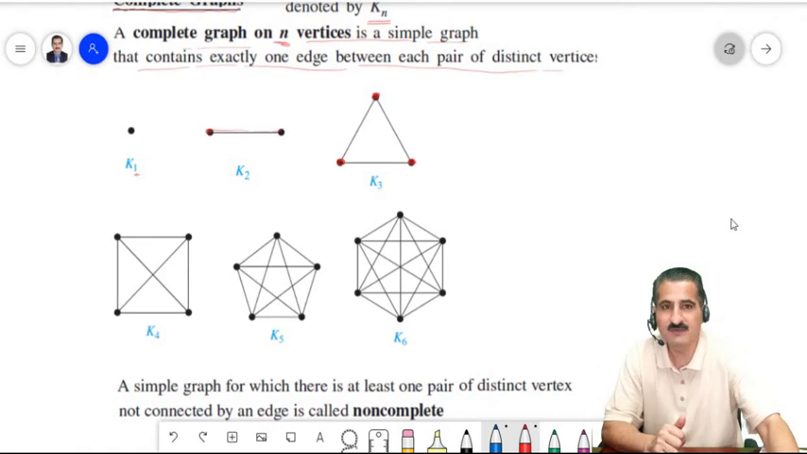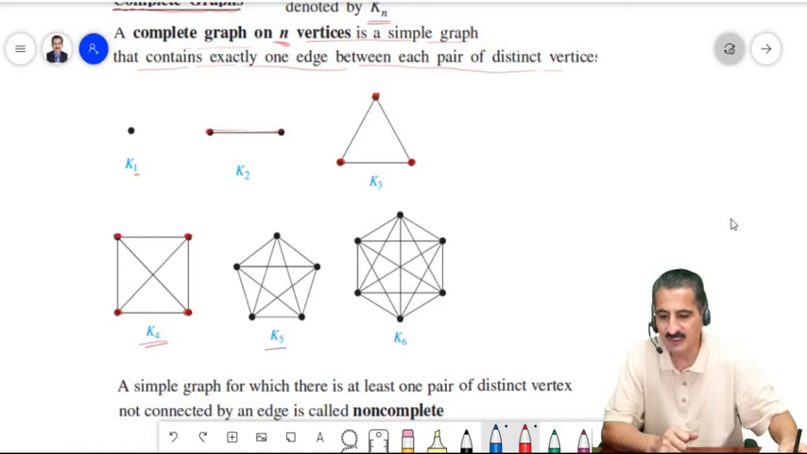What about K4? A complete graph of four vertices. Here we go, four vertices, and we have to connect every one of them to the other. Then we get this K4. And K5, same thing, and keep going. These are five vertices, okay? And this is K6, makes the idea clear.